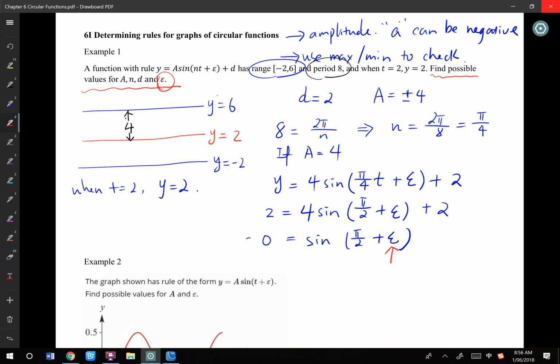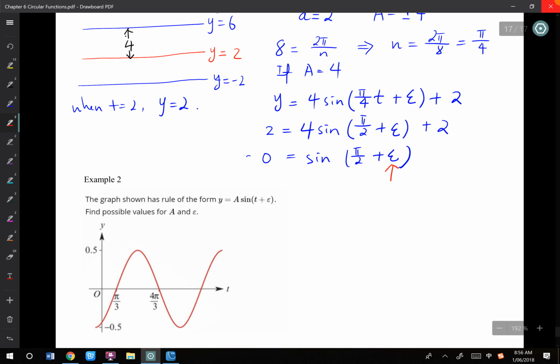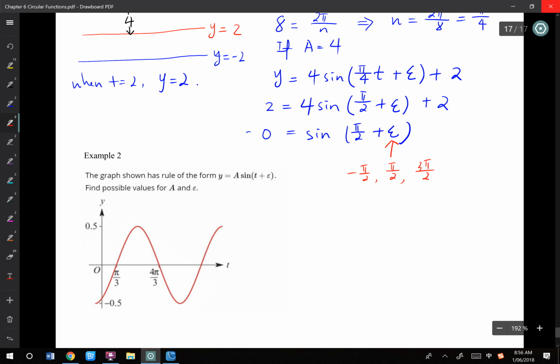Let's think about this. Okay, this value can be minus pi, can be pi. What else can it be? What's the next value it can be? 0, pi, and I can make it 2 pi, right? 0, pi, 2 pi, 3 pi. So what's the pattern you can see here? It's adding what?